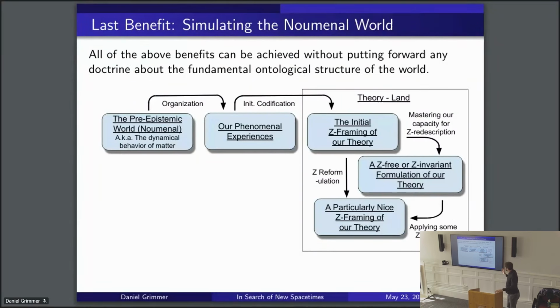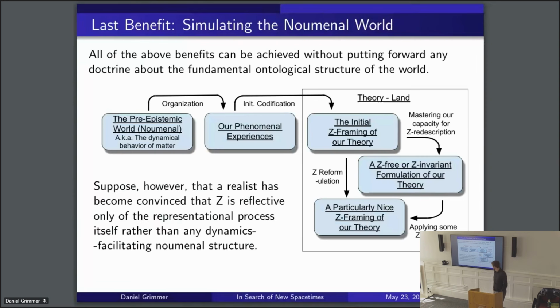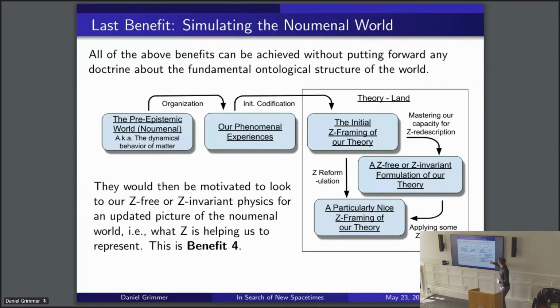Okay, I promised 4 benefits, so all those 3 benefits I talked about before, you can actually achieve them, I argue in my thesis, without putting any particular doctrine about what's going on here in the noumenal world. You don't have to say much about that, but you might want to. So suppose that we're a realist and we've been convinced that some aspect Z of our theories is reflective only of the representational process that brings it into our theories, rather than reflecting any hardworking stuff here in the noumenal world. You're of course then motivated to look to this thing that's the result of mastering our capacity for Z redescription. You look to our Z-free or Z-invariant formulations of our physics for a picture of what's going on in the noumenal world, if you want to be a realist about it, right? And you can do that, and that's benefit four: getting mastery of this kind of redescription helps us inform what that picture of the world might be like.